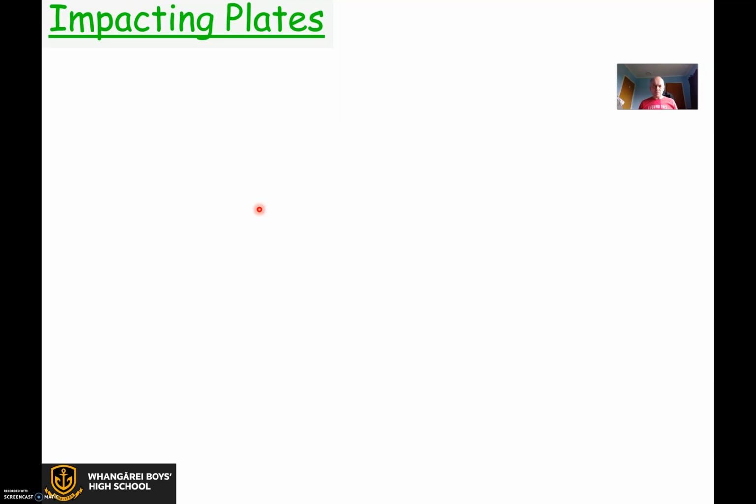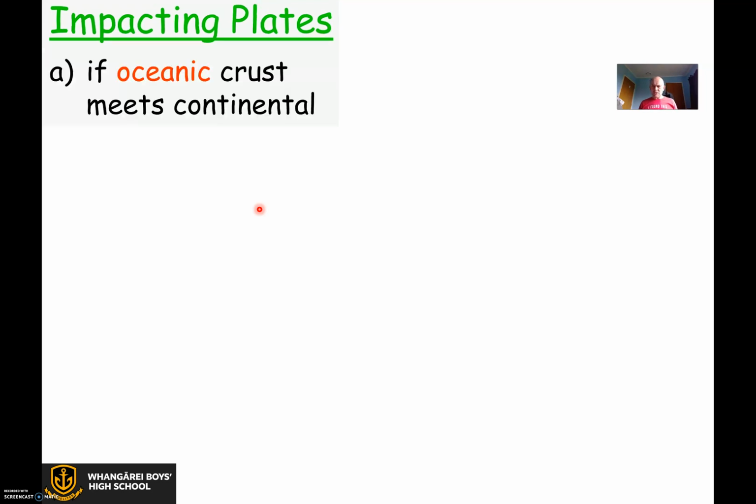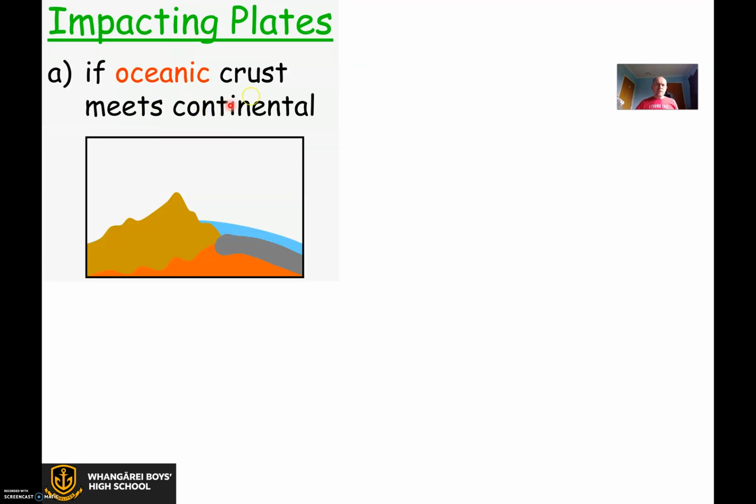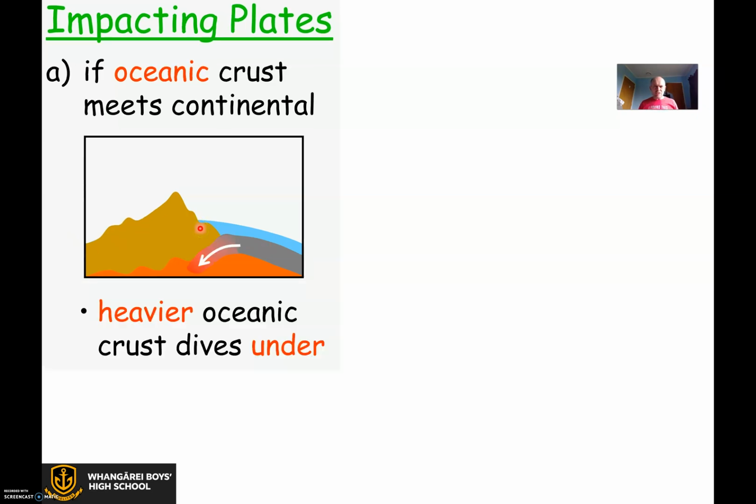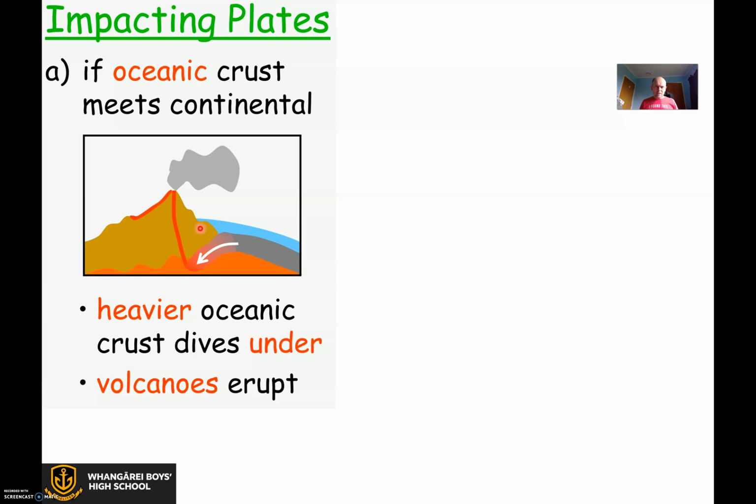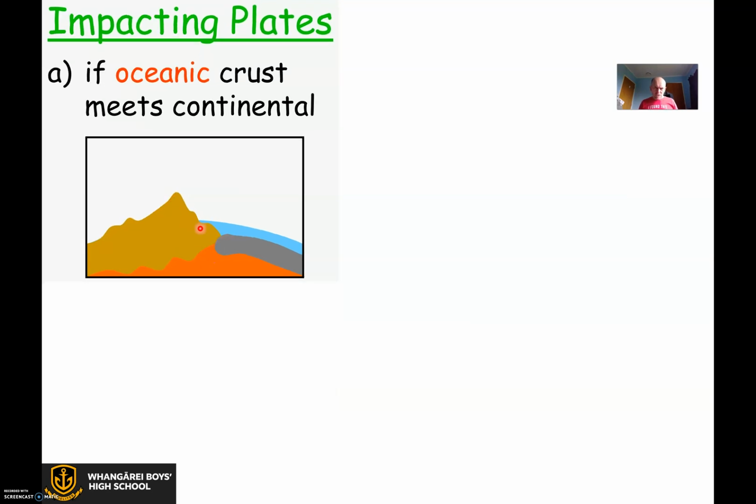Now, when plates meet up against each other, there's two or three different things that can happen. If oceanic crust meets continental, and the oceanic crust is heavier than the continental crust, then we've got oceanic crust coming in here, meeting into continental crust here. The textbooks say that the oceanic crust dives under. I tend to think of it as the continental crust rumpling up on the top, but that's okay, both work.